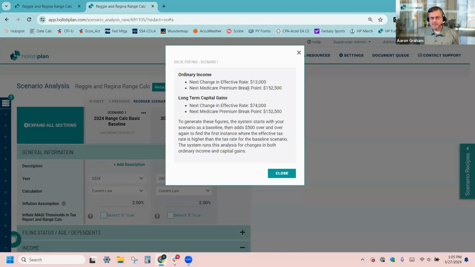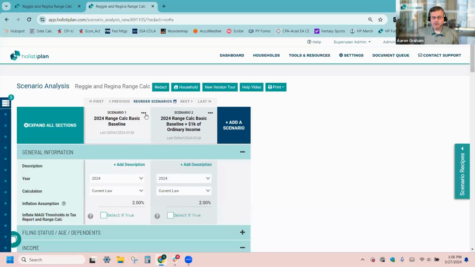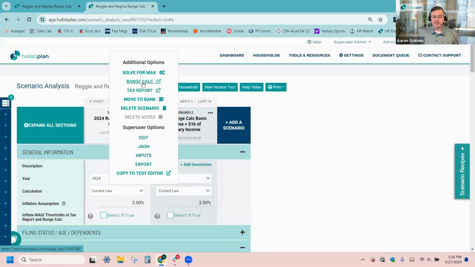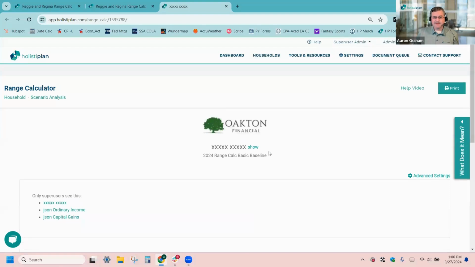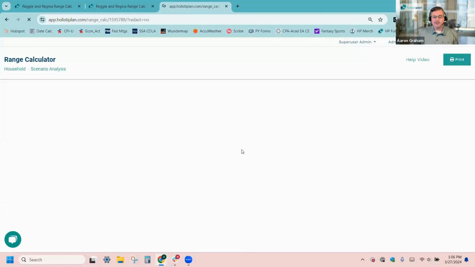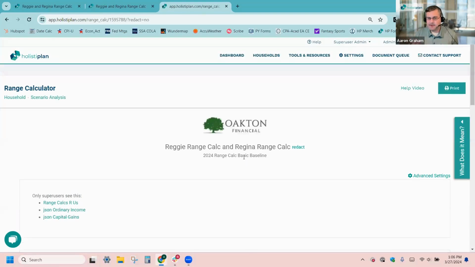It's going to tell us, in sheer dollar numbers, the amount of ordinary income you can add before you have a change in the effective rate, the amount of ordinary income you can add before you change the Medicare premium, and same thing for long-term gains. We're not going to use Solve for Max, so we're going to dive a little bit deeper into Range Calc. And so what we're going to do, again, click those three dots. We're going to open up Range Calc. And again, this is for that baseline scenario that we just looked at with the income characteristics that we went through.